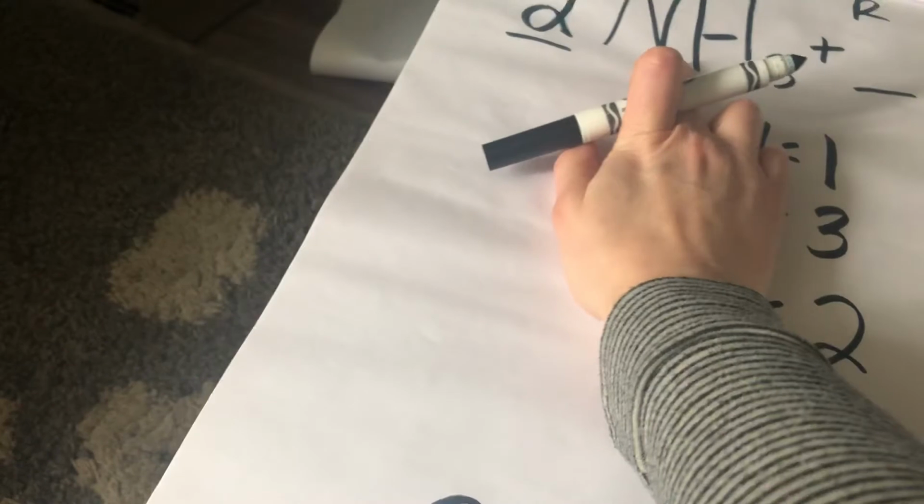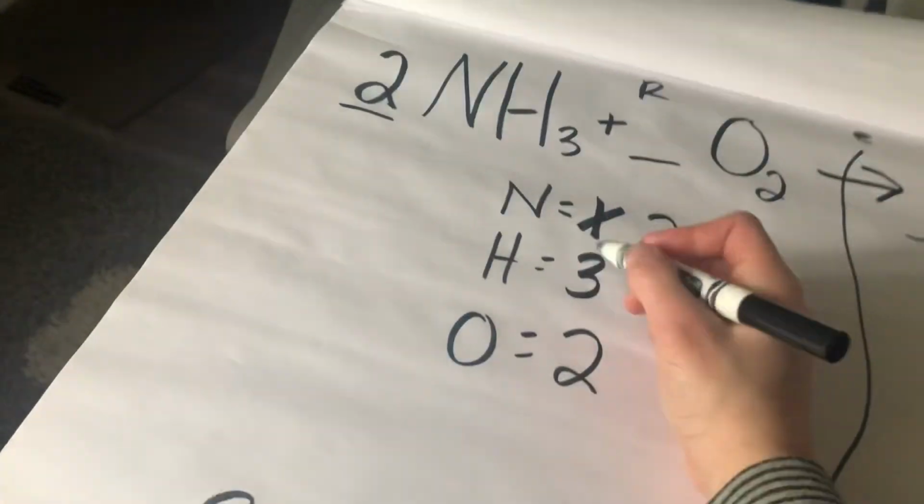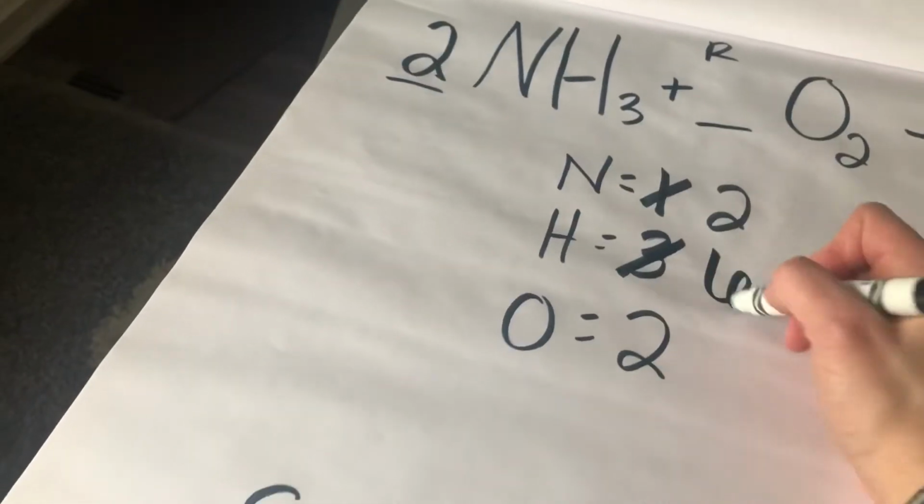Now that's going to go 2 times my 1 nitrogen, which will give me 2 nitrogens, but that also is going to affect my hydrogens. So that's going to be 2 times 3, which is 6 hydrogens.